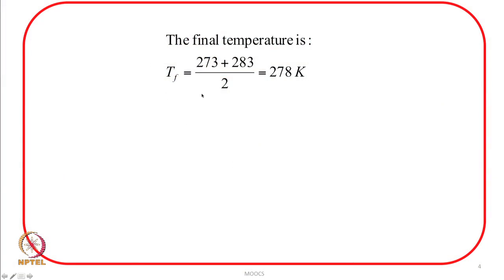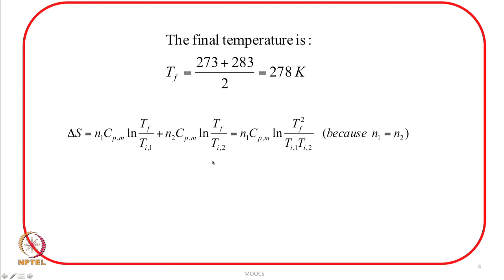So, when these two further mix, the final temperature, by the same arguments that we just discussed, because the number of moles are same, is going to be the average of the two, which is 0 plus 10 degree Celsius divided by 2, or 278 Kelvin, which is 5 degree Celsius. So, therefore, now I can easily calculate the entropy change associated with 200 gram of water which was at 0 degree centigrade and reaching 278 Kelvin, and 200 gram of water which was at 10 degree Celsius and is now reaching 5 degree Celsius.